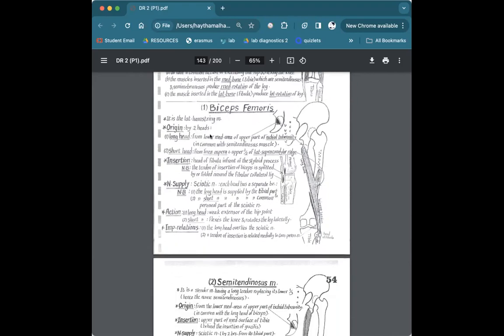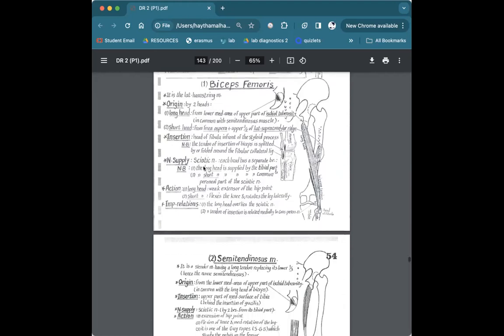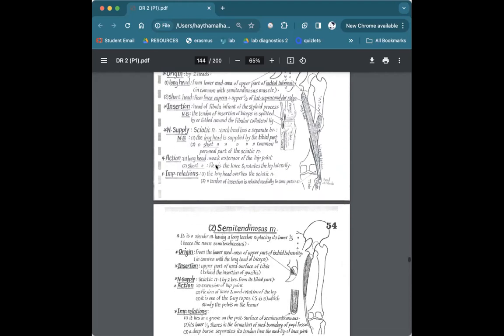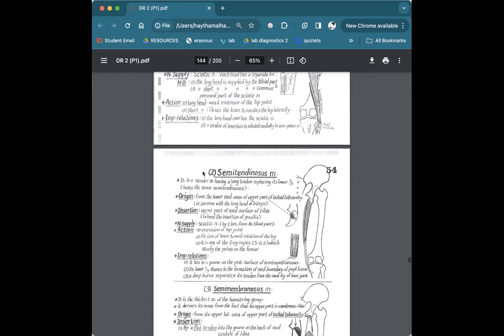So the biceps femoris has two heads, long head and short head, and where each one of them originates: here, linea aspera; here, the ischial tuberosity. Insertion, head of fibula, both of them, because, as we said, they form a common tendon. Sciatic nerve, actions for them. You have important relations every time.